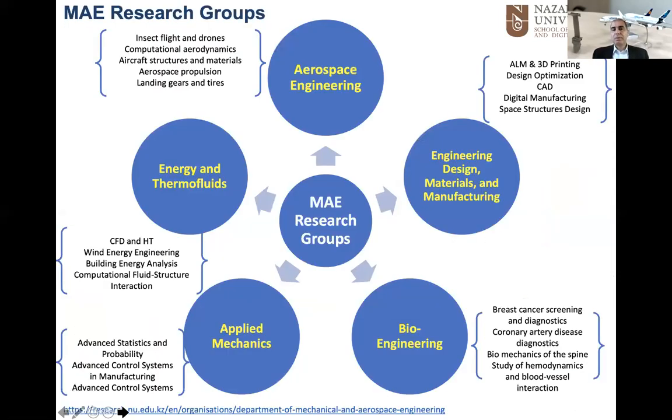So the department has five research groups, and you try to have these groups in different areas in mechanical aerospace engineering. You can see here the aerospace engineering group, which looks after all of the aerospace structures, materials, aeroplanes. Then you have engineering design, materials and manufacturing, looking at 3D printing, digital manufacturing, and other areas of manufacturing and design. Then you have a very interesting area, bioengineering.